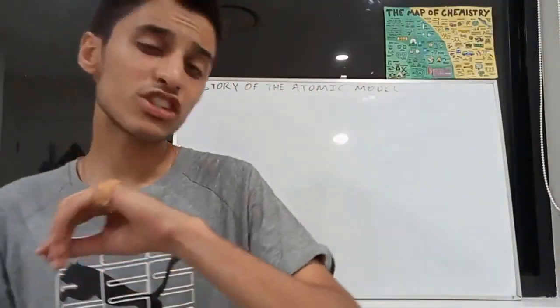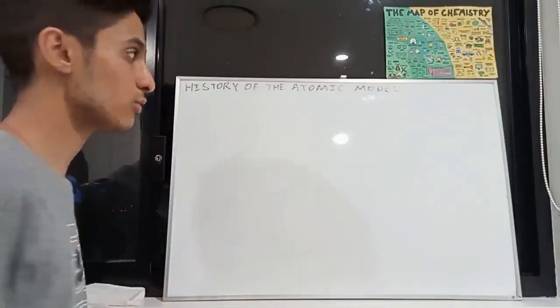We're also going to look at a few key experiments, such as the gold foil experiment, and we're also going to look at why some theories were accepted and why some theories were declined, and the pros and cons with most of the theories and models that were put forward. So without further ado, let's just get straight into the video, starting off with the first atomic model, and that was the solid sphere model.